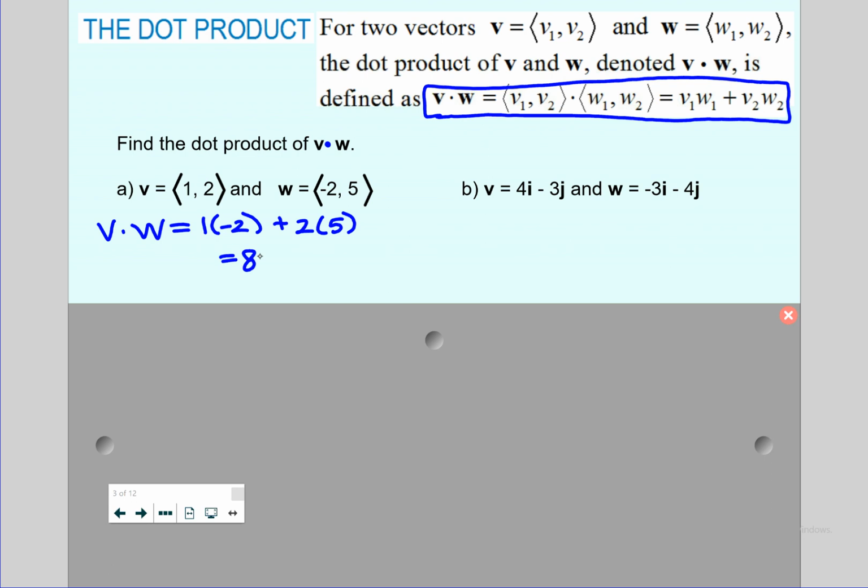Good. I feel like it's harder. I mean, there's already letters in the next one. So. And that's it. That's the whole lesson on dot products now. Yeah.